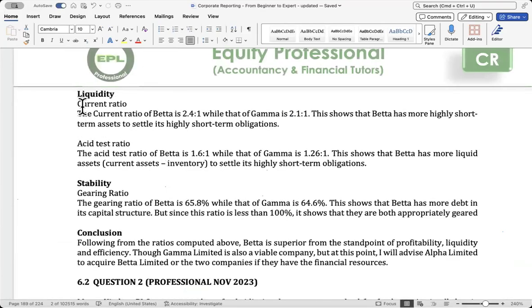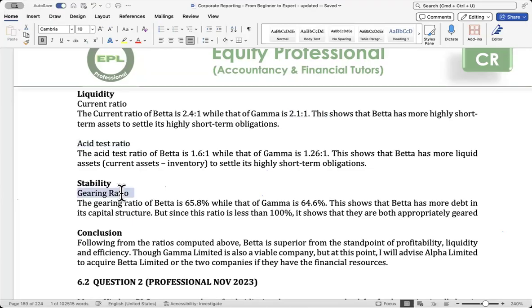Then I said, I picked my current ratio. Current ratio of Beta is 2.4 to 1. Gamma is this. It shows that Beta has highly short-term assets to settle its liabilities. I moved to acid test ratio. I moved to stability ratio, like that. And the pattern of my analysis, I'm just showing the examiner that I understand what I'm talking about.